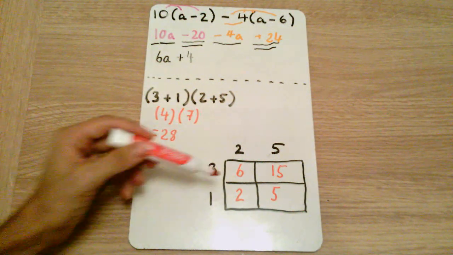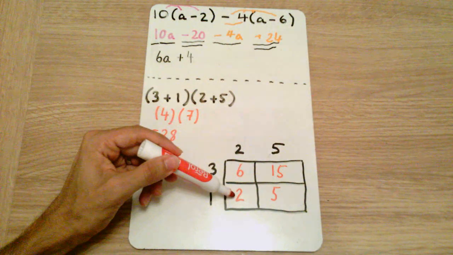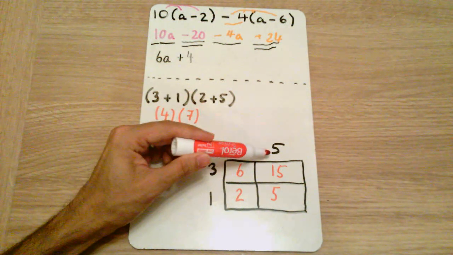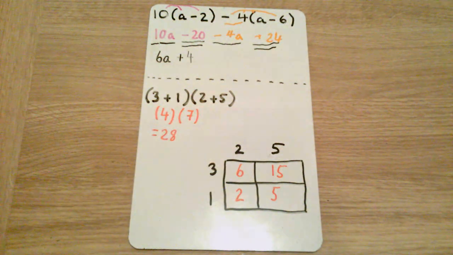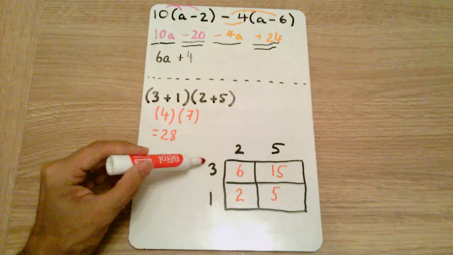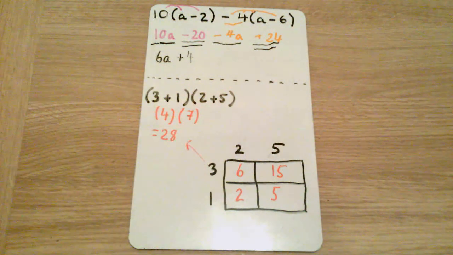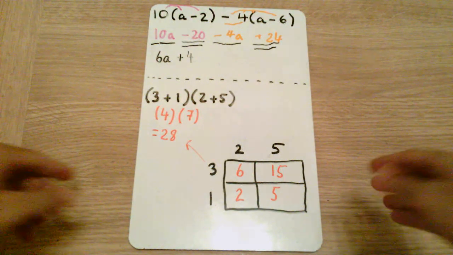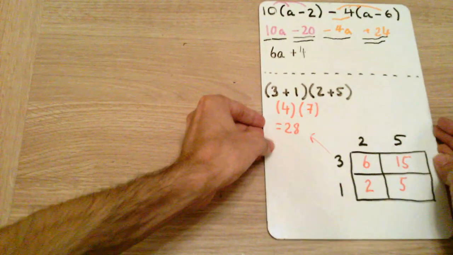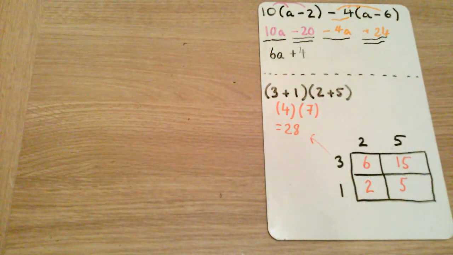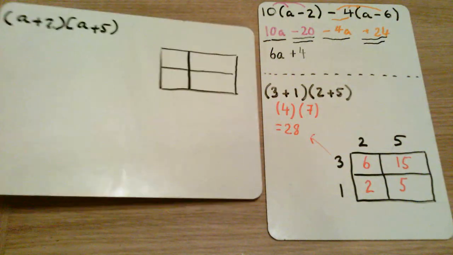And actually, if we add those together, we get 6 plus 2, which is 8. And then 15 plus 5, which is 20. So collectively, that also is equal to 28. Now, the reason why I'm showing you this is very important when we come to expanding double brackets effectively. So what I'm going to show you right now is a scenario which we're going to work through.